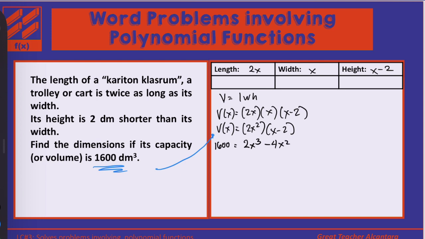So now you have to transpose 1,600 to the other side. So you're going to have 2x cubed minus 4x squared minus 1,600 is equal to 0. So now you have to work with your calculators in order to figure out the values that you're going to have here. Be careful here, there's no x value. So you have to be careful on how it's going to look like. Okay, I'm going to try to find the intercepts of this one too. How do I do that? What will be the intercepts of this one?